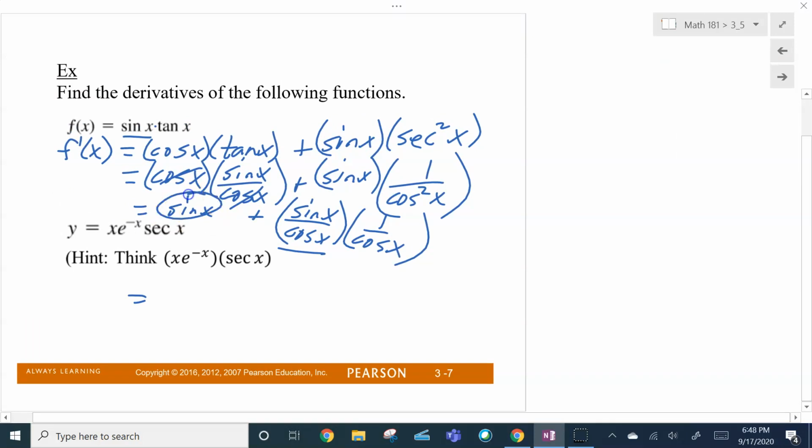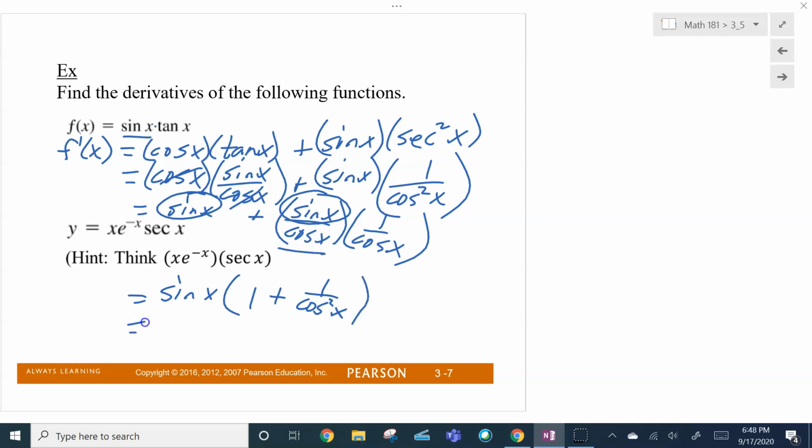Could take a sine out of each of these. And then you'd have 1 plus 1 over cosine squared, which is 1 plus secant squared. That's another form of that. Okay.